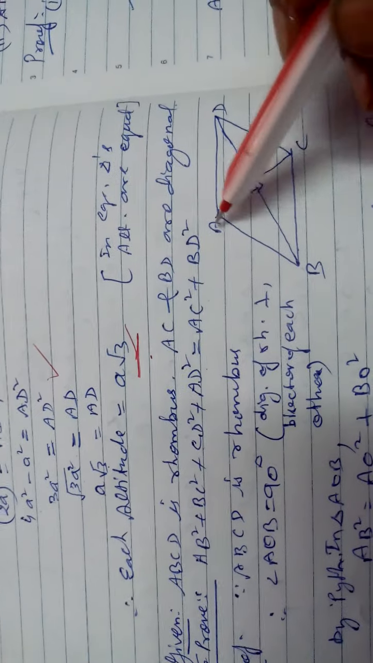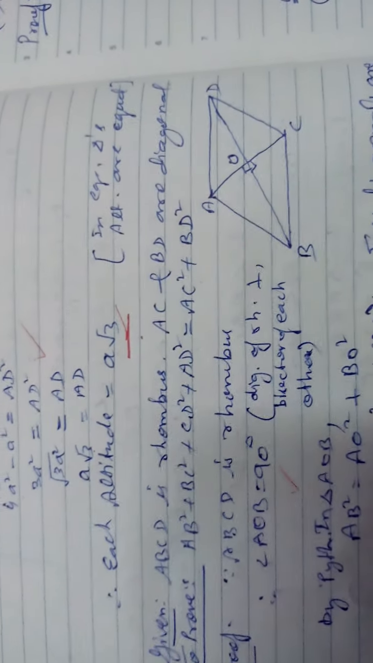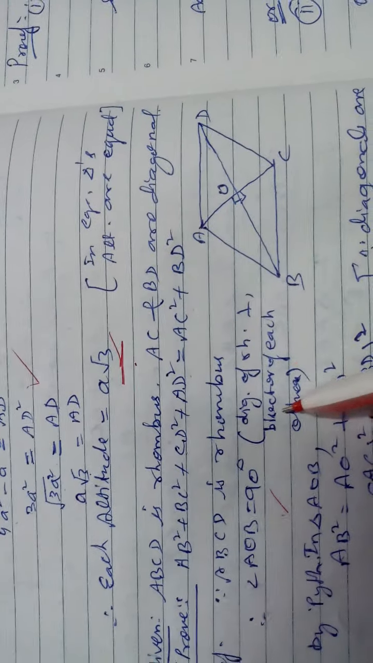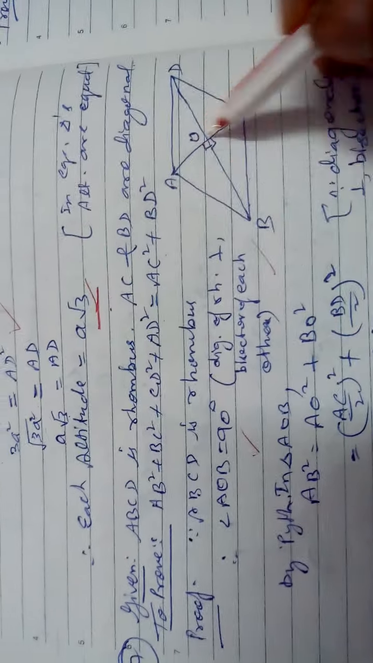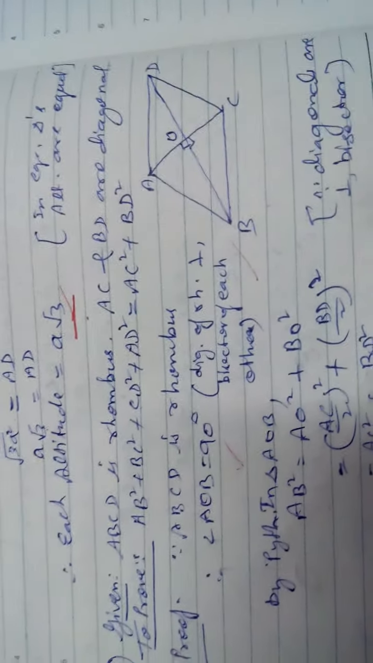Because it is a rhombus, the diagonals of a rhombus are perpendicular bisectors of each other. So triangle AOB is 90 degrees. Diagonals of a rhombus are perpendicular bisectors of each other. In triangle AOB, by Pythagoras, AB square equal to AO square plus OB square.